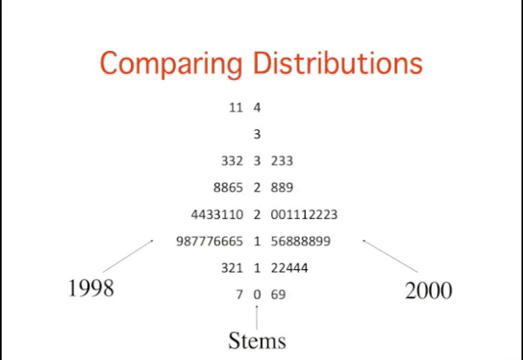The stems are in the middle. The leaves to the left are for the 1998 data, and the leaves to the right are for the 2000 data. For example, the second-to-last row shows that in 1998, there were teams with 11, 12, and 13 touchdown passes, and in 2000, there were two teams with 12 and three teams with 14 touchdown passes.